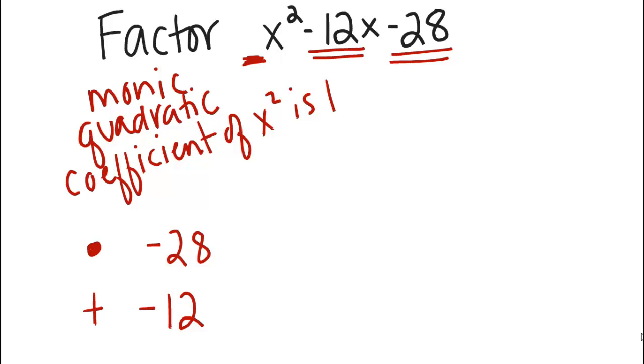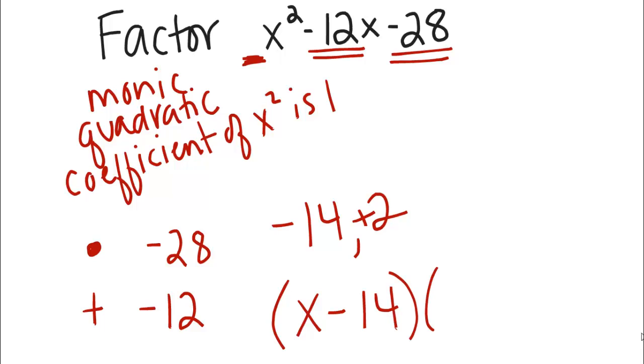Well, they're negative 14 and positive 2. Sometimes it takes some thinking about, but if you're really good at mental math, this might come quickly to you. Otherwise, you might just have to play around with it to find those two numbers. That means that when we factor this, we can write our two factors as x minus 14 times x plus 2. If you wanted to check this, you could multiply out everything and see that you do indeed get x squared minus 12x minus 28.